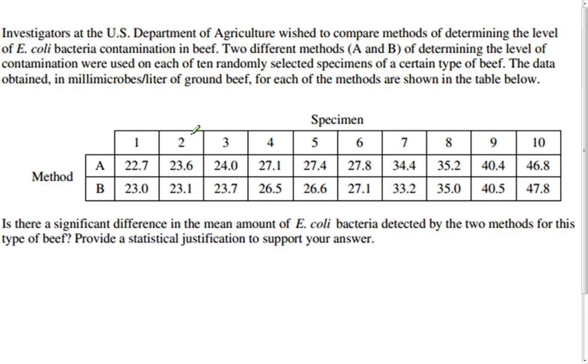In this problem, 10 randomly selected specimens of beef, here we have our 10 specimens across the top, were each given a couple different methods to determine the level of contamination of E. coli. So two different methods here, they call them A and B, and they used each of them on 10 randomly selected specimens. So we have our A and B over on the side here.